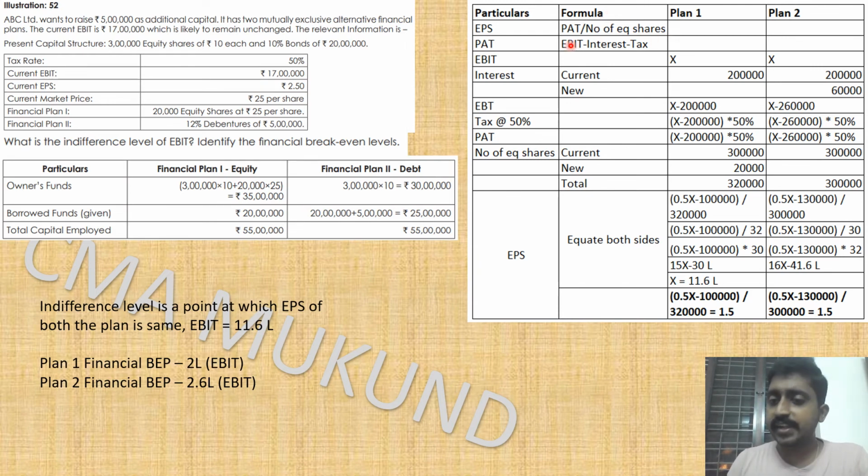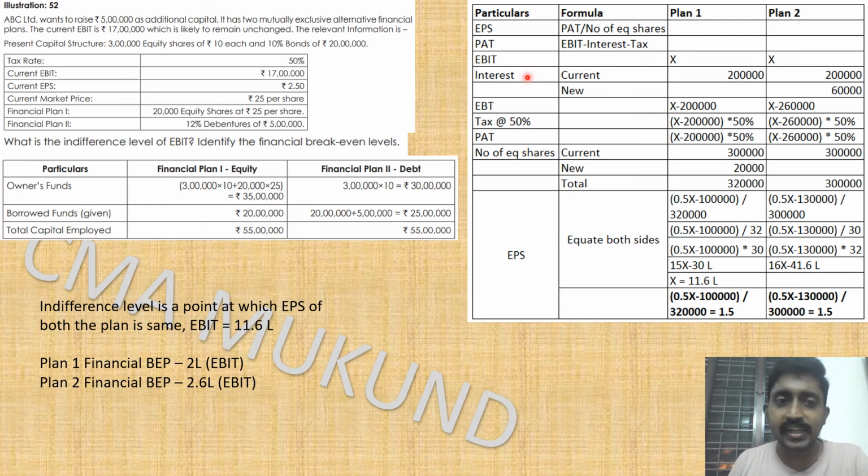Yes, so for the indifference point, in both the cases we are going to equate the EPS. So how are we going to equate the EPS? EPS is nothing but profit after tax divided by the number of equity shares. Profit after tax is EBIT minus interest minus tax. Currently EBIT is 17 lakh, and after we get this 5 lakh our EBIT will go up. So we don't know what the EBIT is, so I am assuming EBIT as X, and I'm going to reduce the interest.